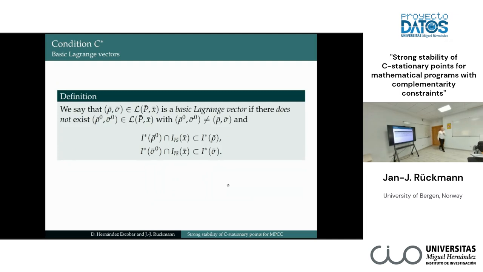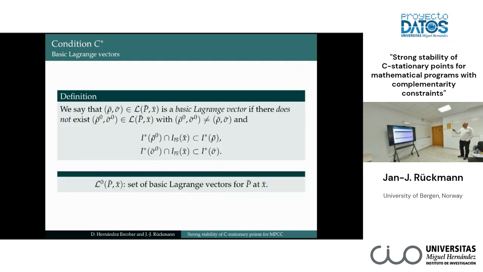We define a set of so-called basic Lagrange vectors for which we formulate conditions for strong stability. The definition looks a little bit technical, and that's why I put this idea to say this is exactly what we have when we're looking at the standard optimization program. We call it L0 of x bar, the set of basic Lagrange vectors for this problem at the point under consideration.